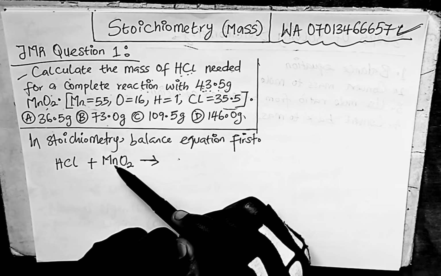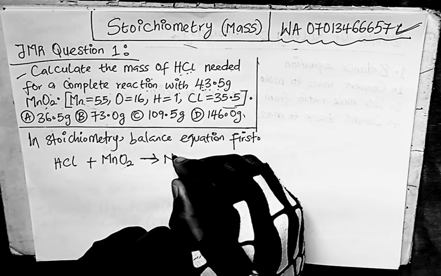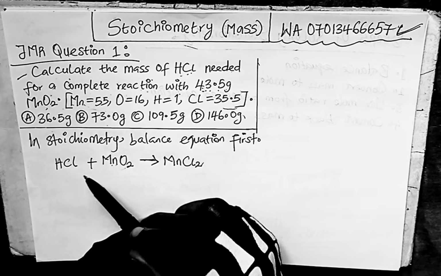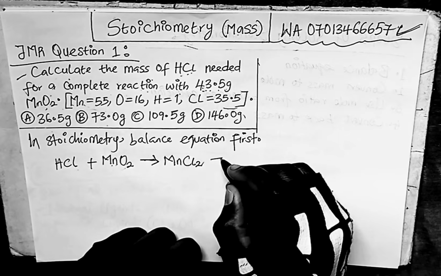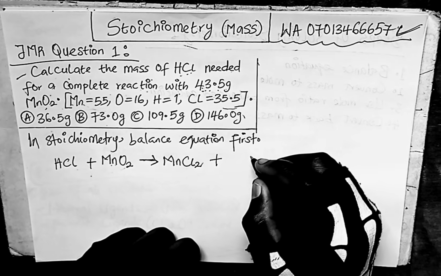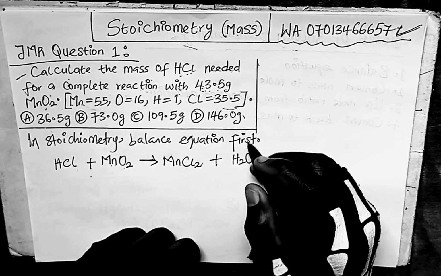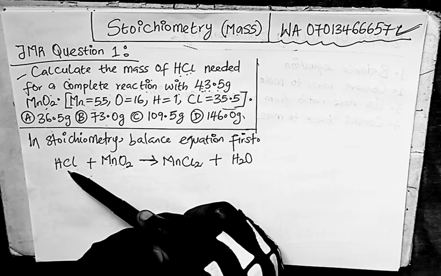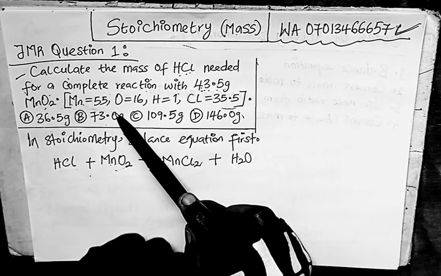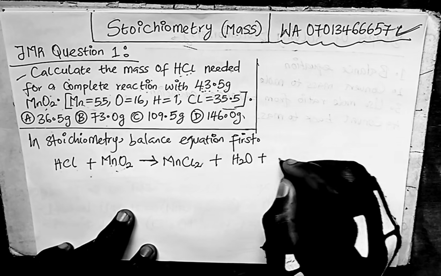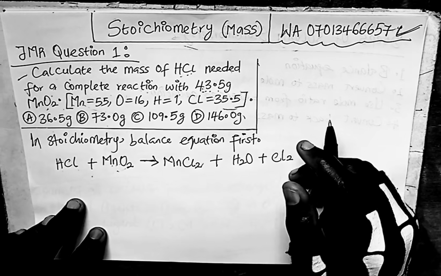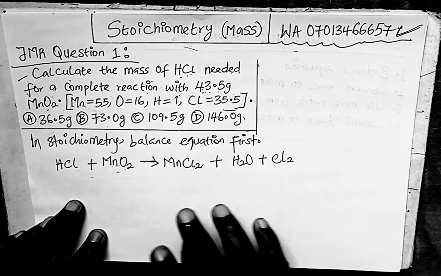So chlorine will react with manganese to give what? Manganese chloride or manganese dichloride. Chlorine and manganese. So what next can we get? What else can we get? We are going to get water, H2O. What else can we get? Water, H2O. Complete reaction. You are also going to get chlorine. So these are the constituents, the products of the reaction.